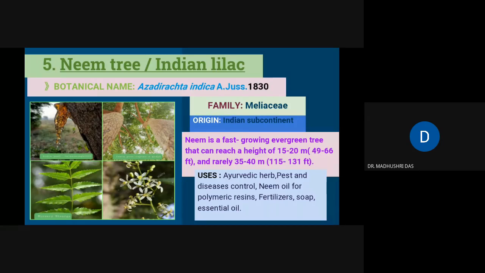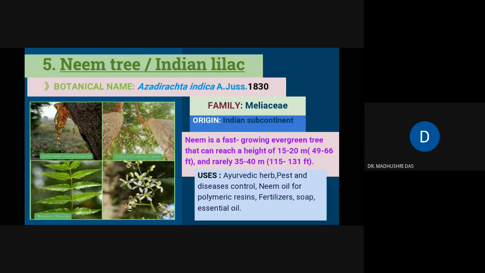Fifth tree is the Azadirachta indica, which is commonly known as neem tree or Indian lilac. It belongs to the family Meliaceae. It originated in the Indian subcontinent. Neem is a fast-growing evergreen tree that can reach a height of 15 to 20 meters and sometimes up to 35 to 40 meters.